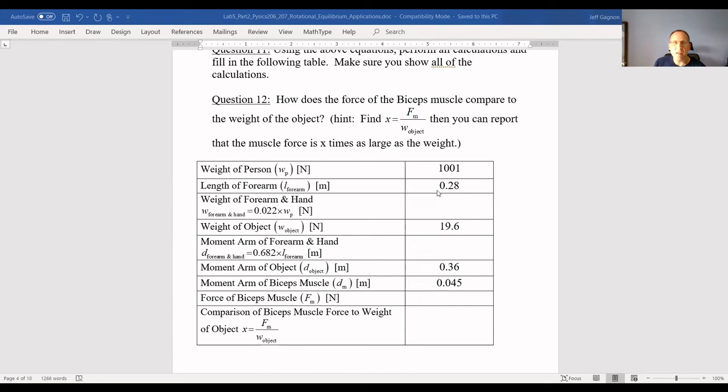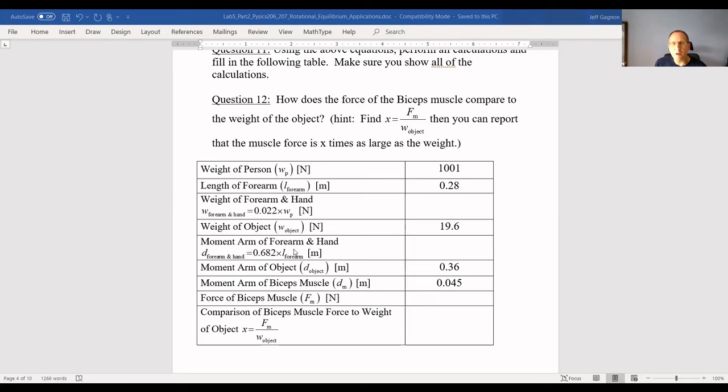So given that information, we now want to calculate the weight of the forearm and hand. Well, based on cadaver data, it turns out it's around 2.2% of the person's body weight. So to find the weight of the forearm and hand, all you're going to do is use 0.022, that's 2.2% as a decimal, times the weight of the person, times 1,001. And that'll be the weight of the forearm and hand in newtons. The weight of the object, well, it was a 2 kilogram object, so I just multiplied by 9.8 to get 19.6 newtons. So that's given.